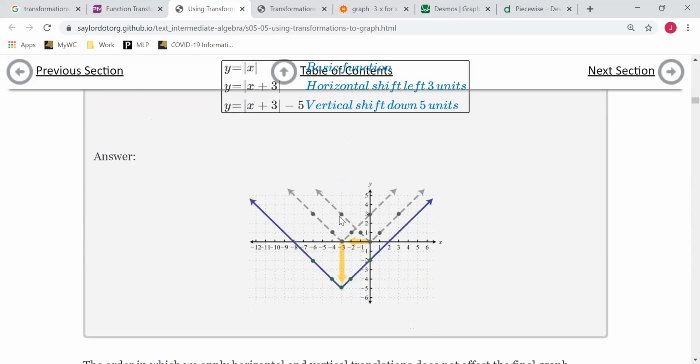So start with the basic v function here, the basic absolute value, this one. We're going to shift it left 3 units, and then down 5 units. You could just think about it. I know it's got to be the v function. I'm not changing the shape of it. So I'm just shifting this bottom point left 3, down 5, and then I can create the v again after it.